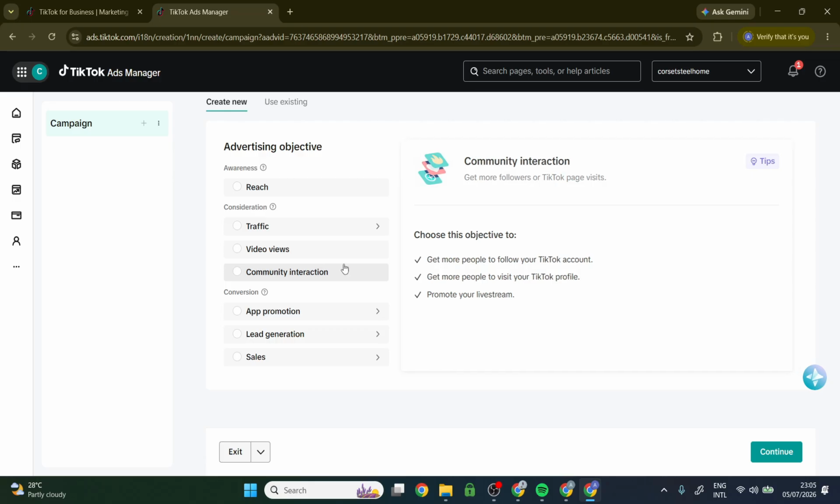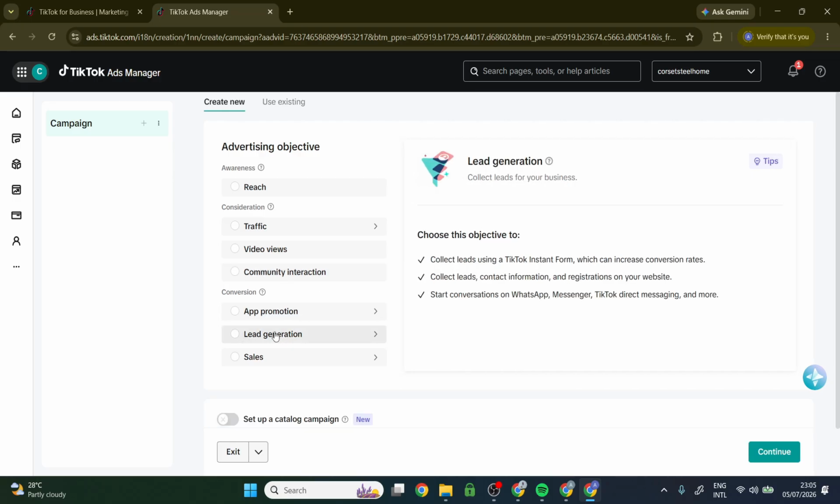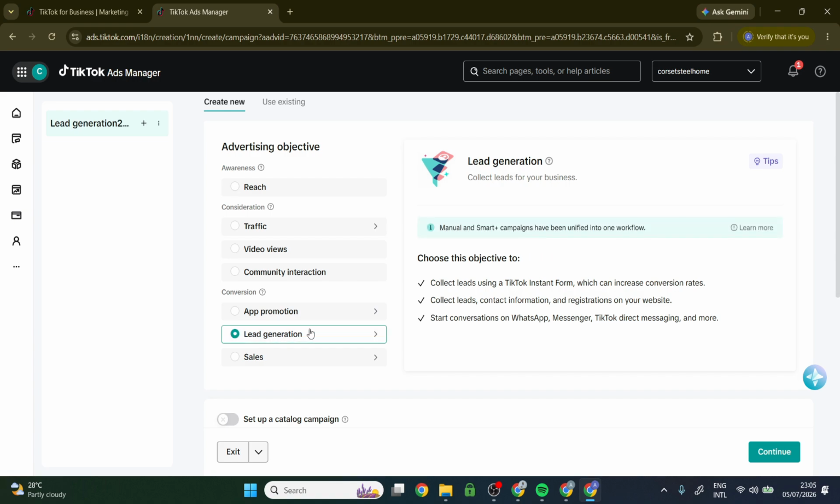And the option for that is actually this option that says lead generation. So if you click on this lead generation, you can see that collect leads using TikTok instant form, which can increase conversion rate, collect leads, contact information, registration on site, start conversation on WhatsApp, Messenger, TikTok direct messaging. So this is the option that is best, the option that we intend to use with this particular ad, right?